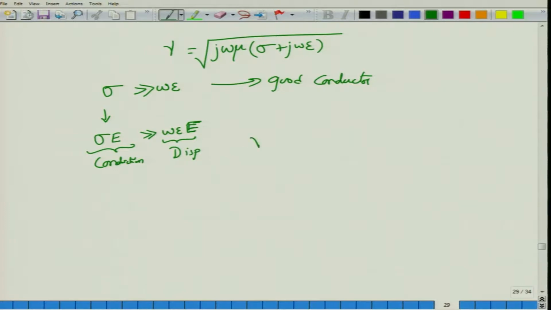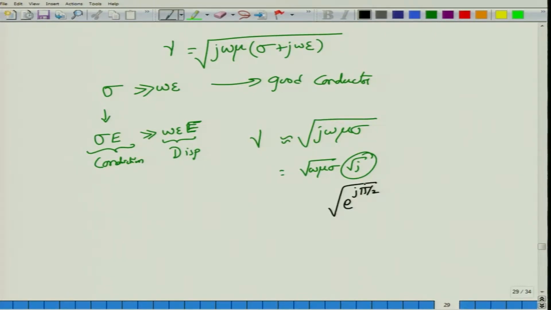What will happen to gamma then? Gamma will be approximately square root of j omega mu sigma. Now, this can be written as square root of omega mu sigma times square root of j. What is square root of j? One simple trick to find this is to write j as e power j pi by 2 and then take a square root. Luckily, taking a square root means you multiply the exponent by half. So, this becomes e power j pi by 4, and e power j pi by 4 is nothing but 1 plus j by square root 2.